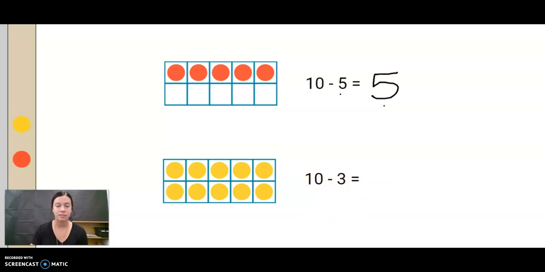Let's look at our next problem. This time we are again starting with 10, and there I have it modeled on my 10 frame, and we are taking away or subtracting 3. This time I'm going to use my marker to cross them off. I'm going to take away 1, 2, 3. And then we want to see how many we're left with. So again, we can be efficient with this strategy by knowing that top row is filled, so that's 5, 6, 7. So 10 minus 3 equals 7.